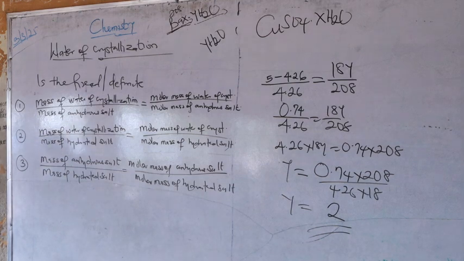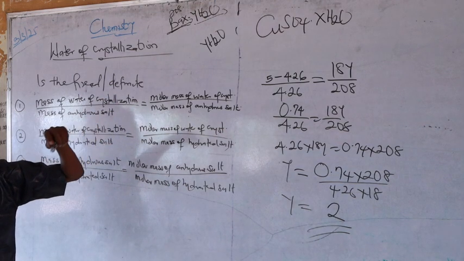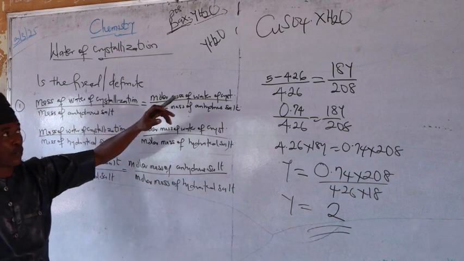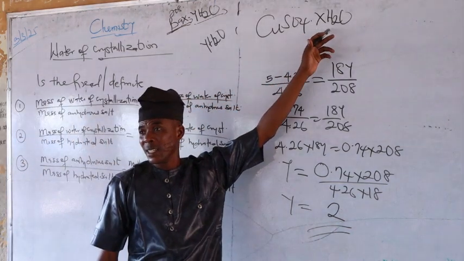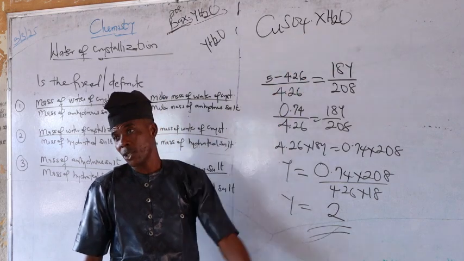S is equal to 32. O is equal to 16, then H is equal to 1. Now, just like we did for the first calculation, we can as well use this formula here to determine the value of x. The value you have to find here is the number of molecules of water of crystallization.